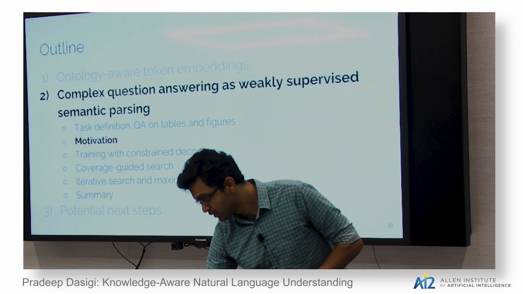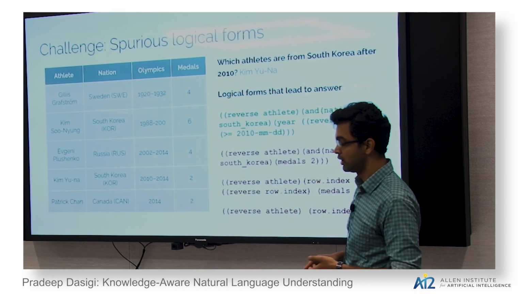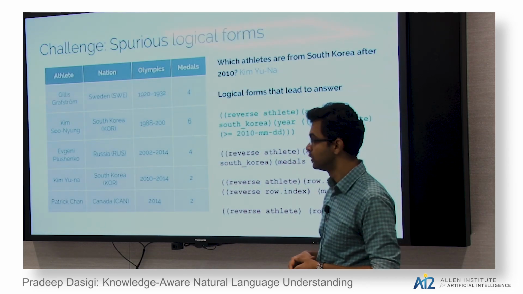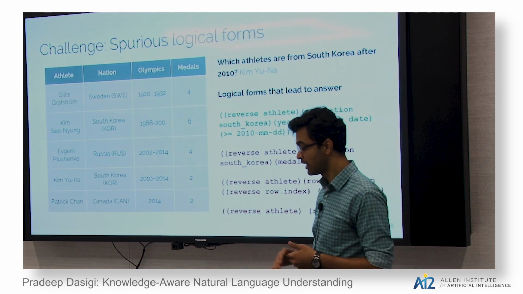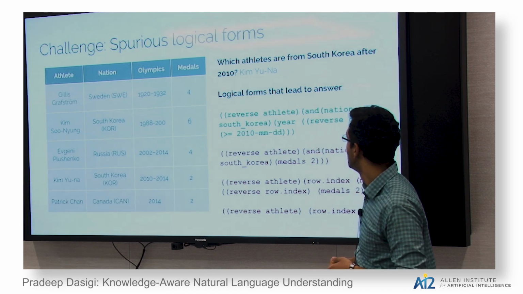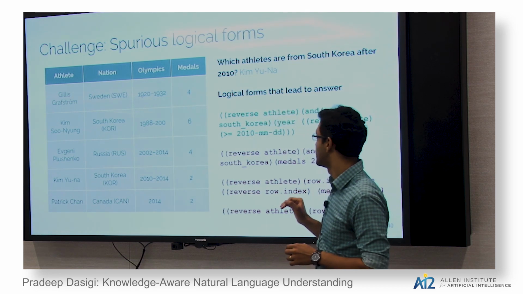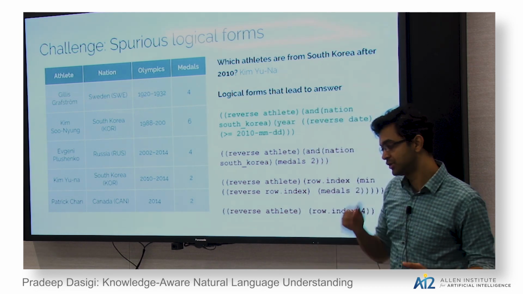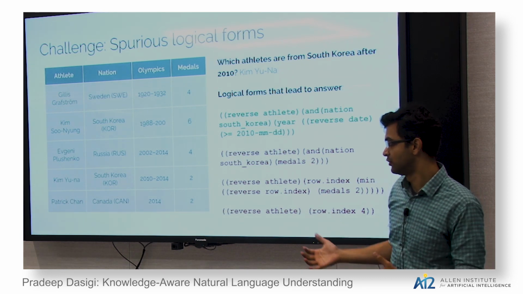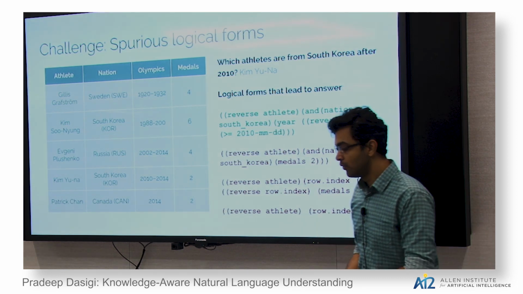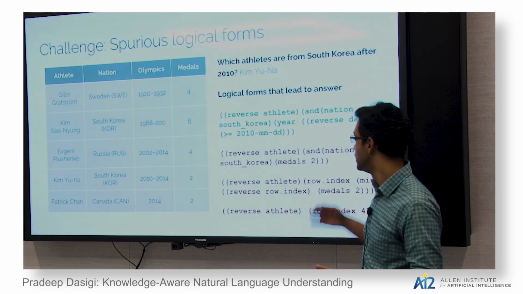So let's look at why this is a hard problem. The biggest challenge when you're doing weakly supervised semantic parsing is having to deal with spurious logical forms. So what I mean by that is the following. Again, using the same example that I showed before, you have the answer, Kim Yuna, and because you're building a semantic parser, you need to map the utterances to logical forms, and you're trying to get the logical forms which evaluate to the correct answer. When you do that, you will end up getting lots of different logical forms. Only a few of them will be correct.